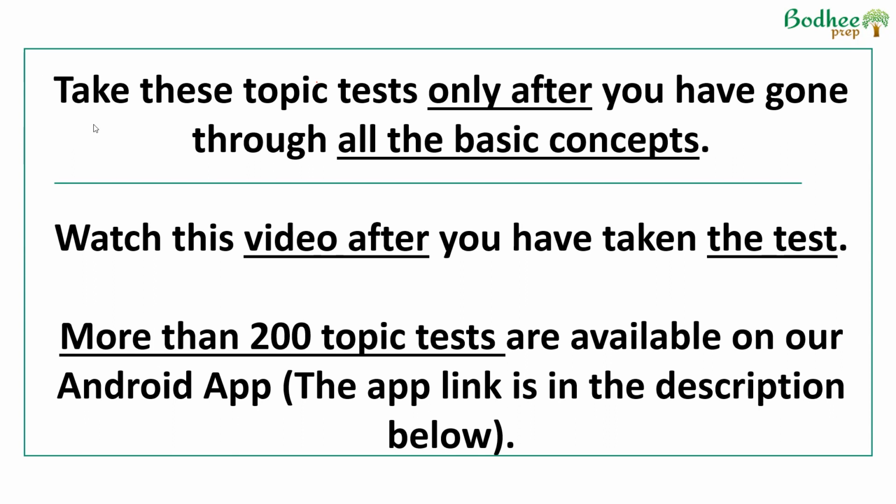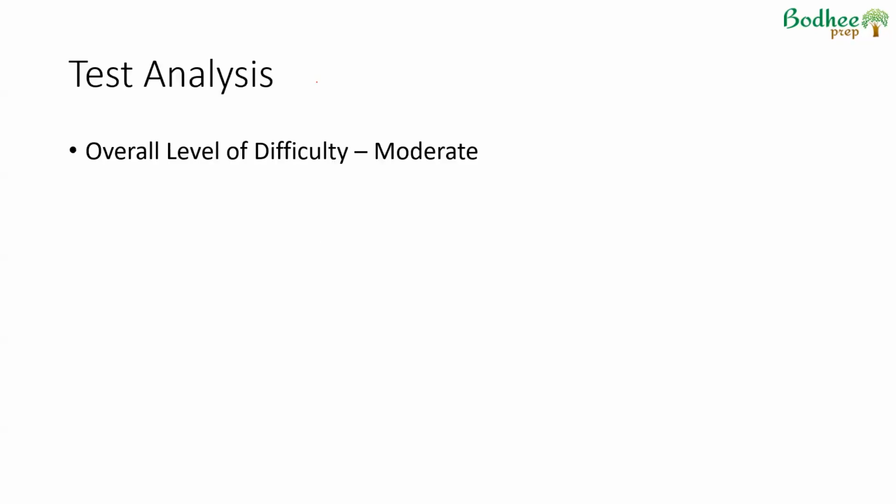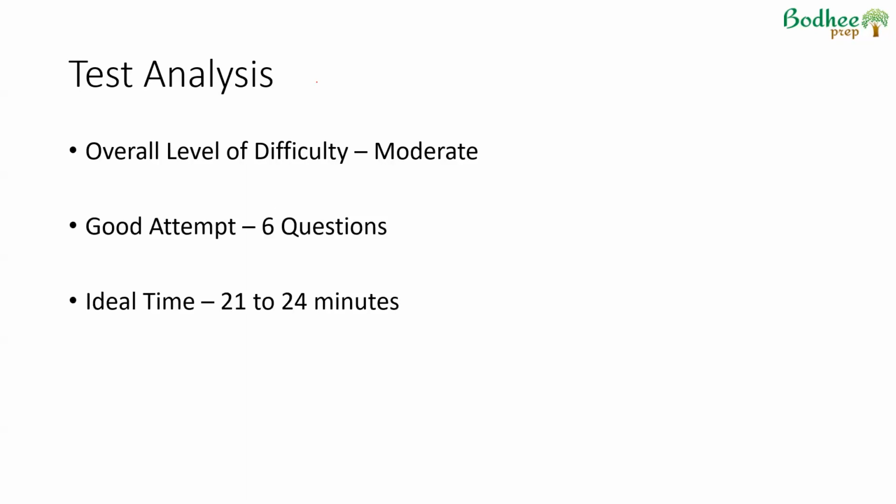This video is about the topic time and work, specifically about test 3, as is mentioned in the app. Overall, this test was again a moderate level of difficulty test. A good attempt would have been 6 questions, and the attempt time for this test would be about 21 to 24 minutes. 6 questions, net correct, would ensure that you end up getting a 95 odd percentile for the test.